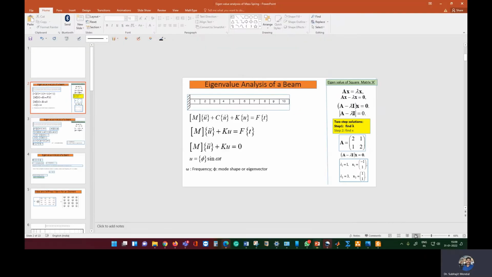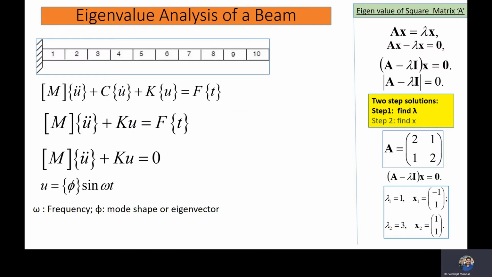Now if you have a system, for example a beam, in that case we have to deal with the stiffness matrix K, the mass matrix, and the damping matrix. Our structural problem is basically related to the stiffness matrix, mass matrix, and damping matrix. So let's see how we can go for eigenvalue analysis of a beam.